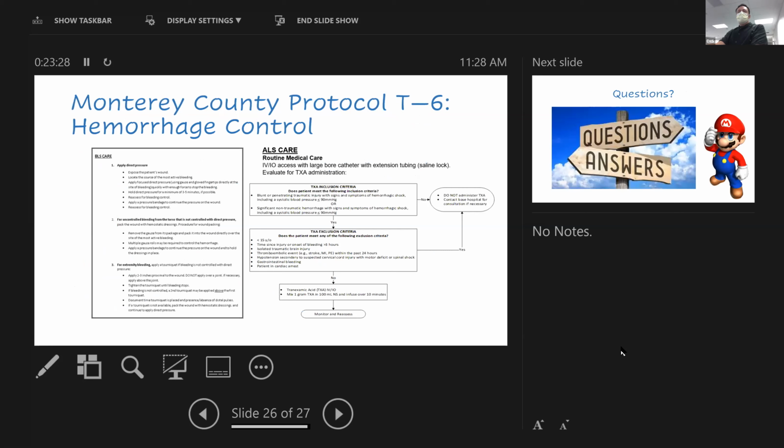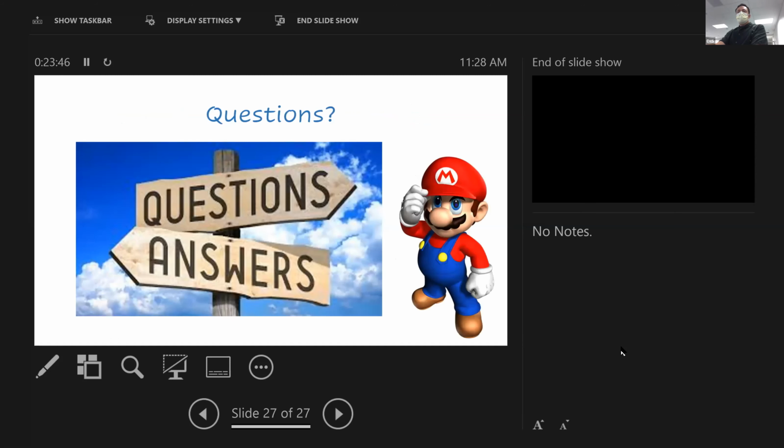This is the Monterey County protocol, T6 for hemorrhage control. It's on our website and will be rolling out with TXA administration at the turn of the year, January 1. And with that, I'll go ahead and end the presentation, but certainly encourage any questions or comments.